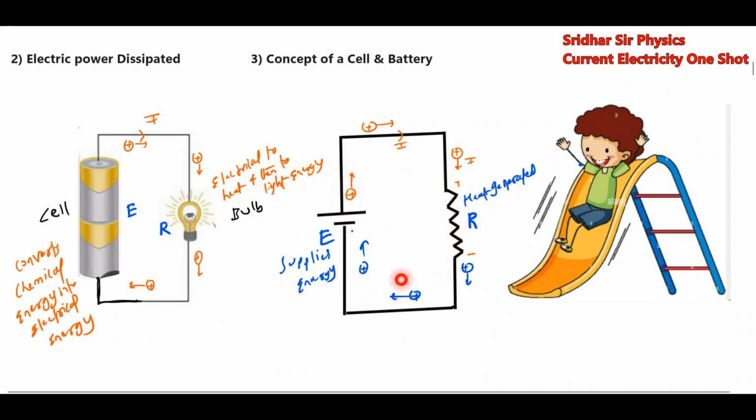So what is actually happening? Who is transferring energy? This particular electron, or nothing but the hypothetical charge, is carrying that energy from the cell to the resistor. What will the resistor do? It will convert electrical energy into thermal energy.